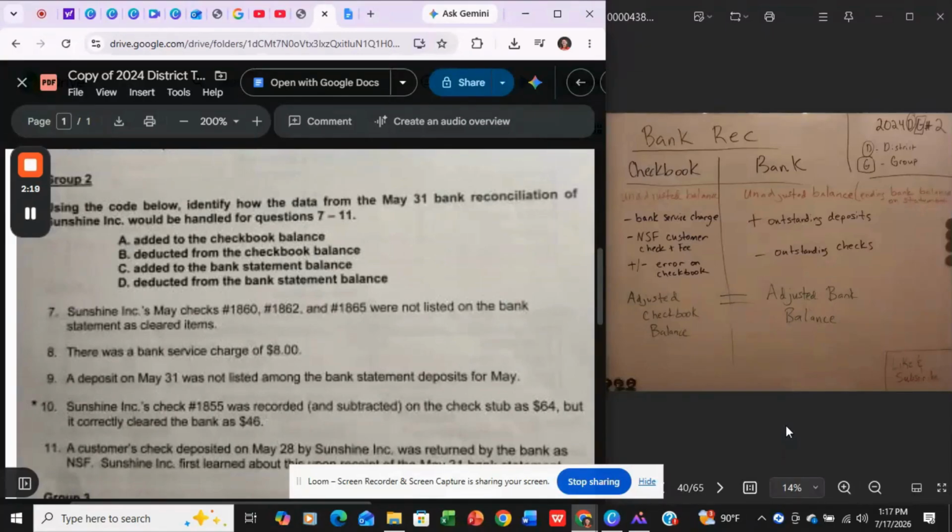And then number 11, a customer's check deposited but was returned by the bank as NSF. So this is a non-sufficient funds check. It affects the checkbook side and we always deduct it. So that answer would be B, deduct from the checkbook balance. Hopefully this helps you. Anytime you do a bank reconciliation problem on any of the UIL tests, just remember the best thing to do is remember what affects the bank side and what affects the checkbook side.